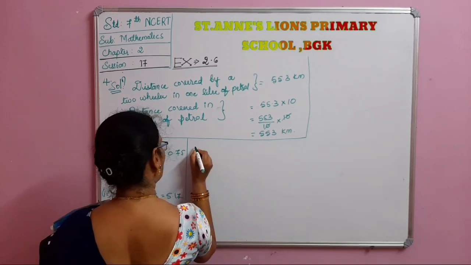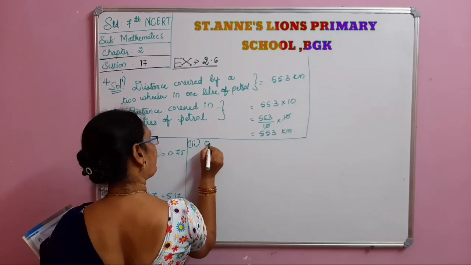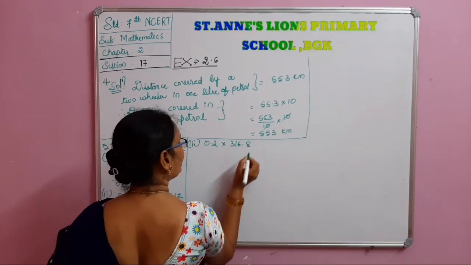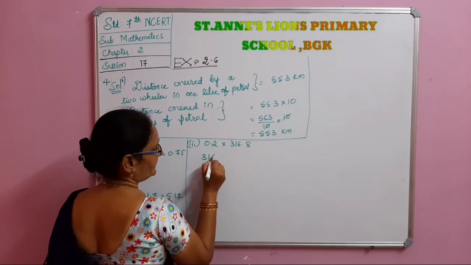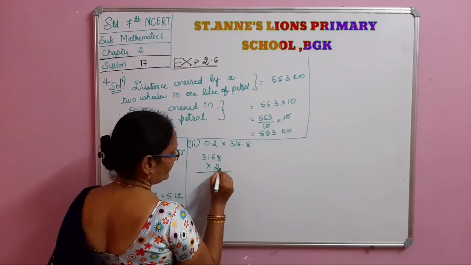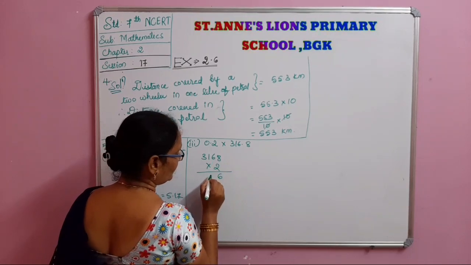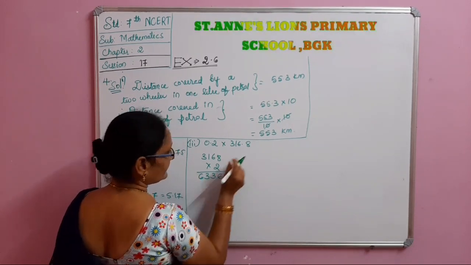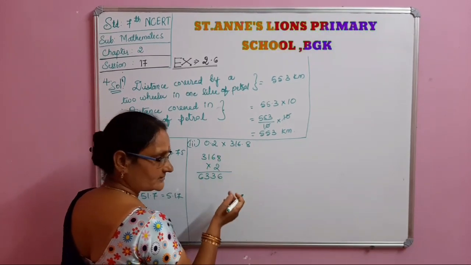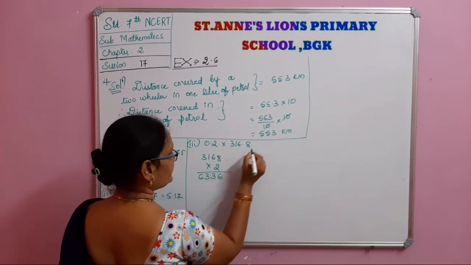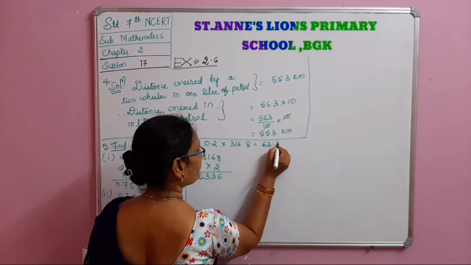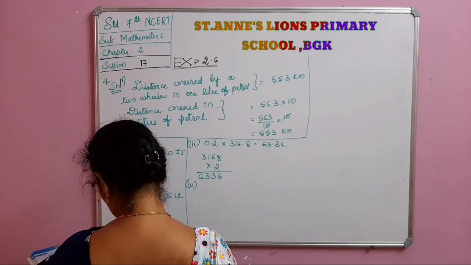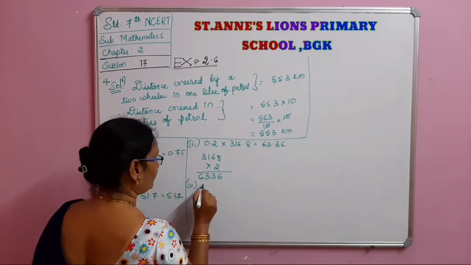Third one, 0.2 into 316.8. So, see here, 3168 into 2. 2 8s are 16 carrying 1, 2 6s are 12 plus 1, 13 carrying 1, 2 1s are 2 plus 1, 3, 2 3s are 6. See, here 1, here 1. So, 2 places we have to do. 1, 2, 63.36. Answer is 63.36.